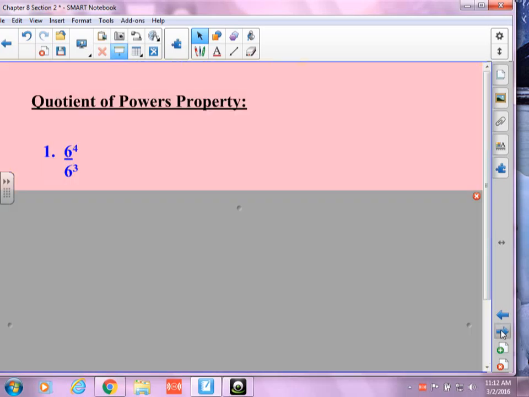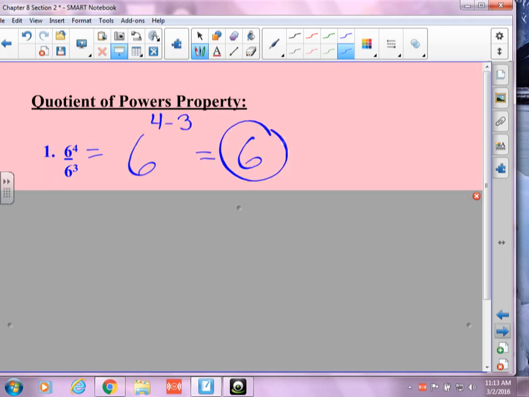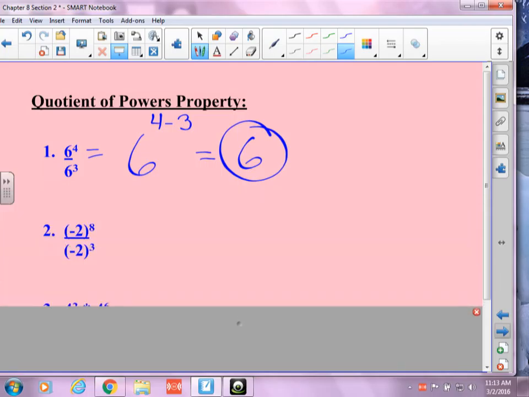Okay, so let's take a look at this. The rule would be, I've got a 6, notice that it's top heavy, I got more in the numerator than the denominator. I take 4 minus 3, and I get 6. Now, I did a little bit of work there just to show you what the rule is.